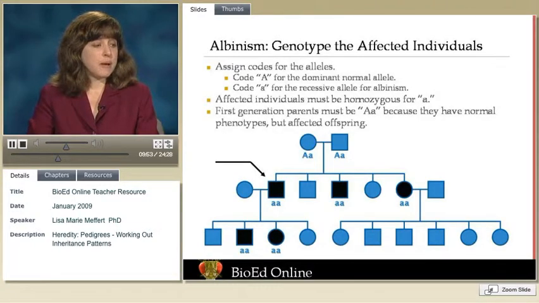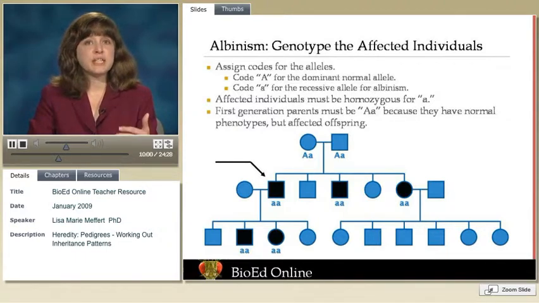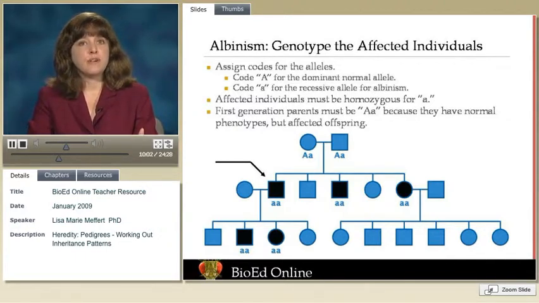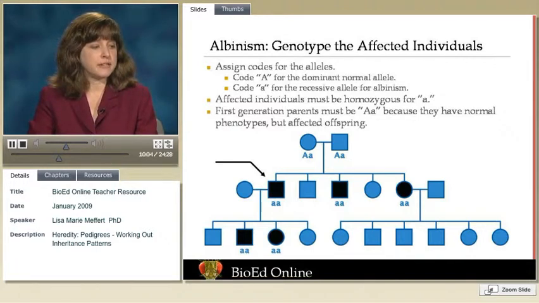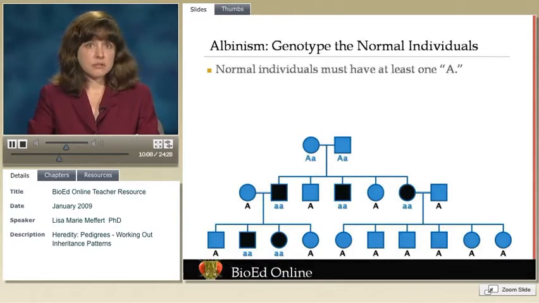So remember that this affected son here got an autosome with a small a allele from the mother's egg, but also got an autosome from the father's sperm with also the small a allele. Simple enough.